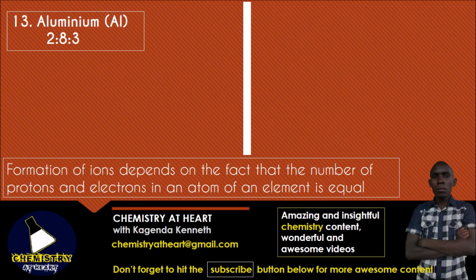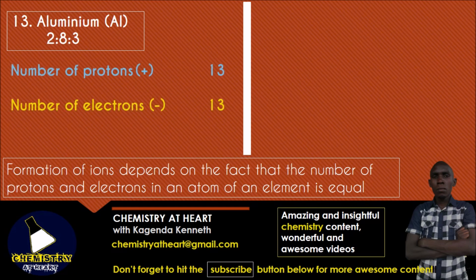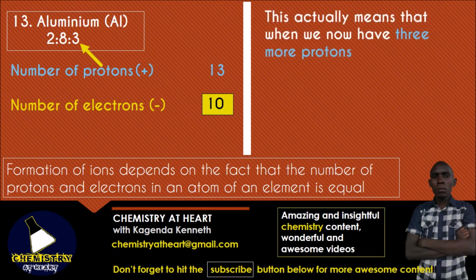Let's look at another example, aluminium, whose electronic configuration is 2, 8, 3. This means that aluminium has 13 protons and 13 electrons. And when aluminium wants to become stable, it will have to lose 3 electrons. And when aluminium has lost 3 electrons, it means that the number of electrons in aluminium has reduced to 10. And when we compare protons and electrons, we shall realize that we are having 3 more protons than electrons. This actually means that we are having 3 more positives than negatives. And that means that the ion of aluminium is Al3+, plus to mean 3 more positives. So that is how cations are formed by loss of electrons.